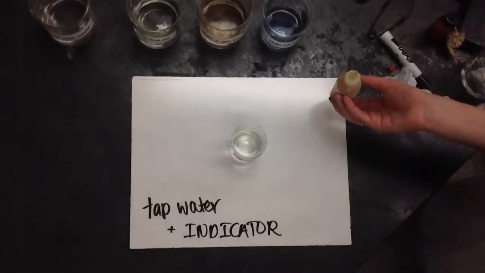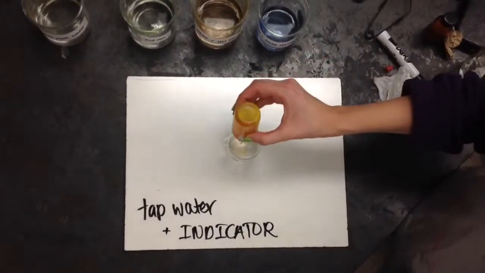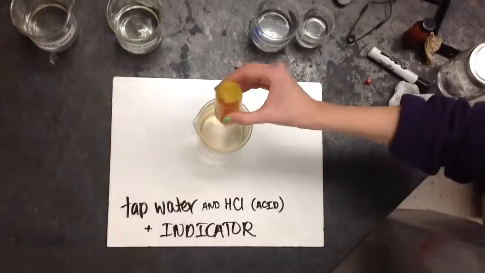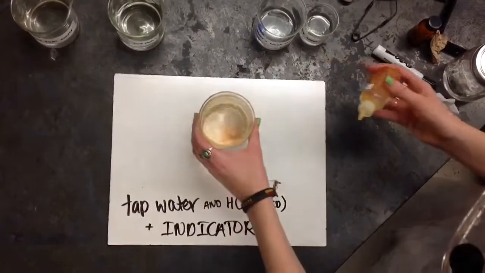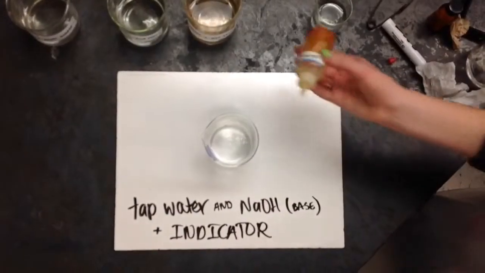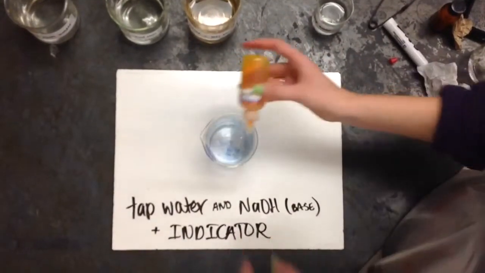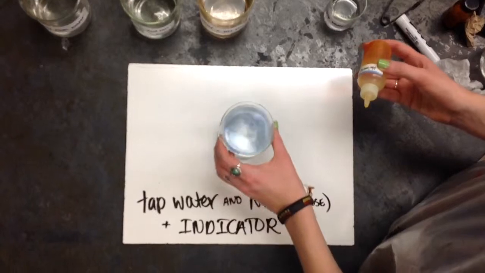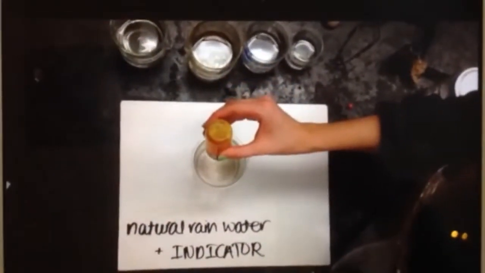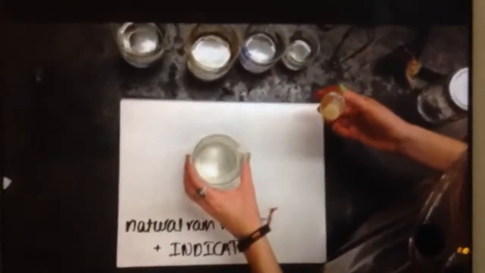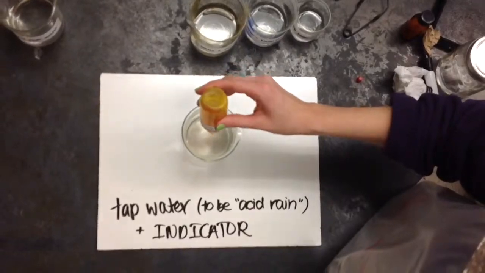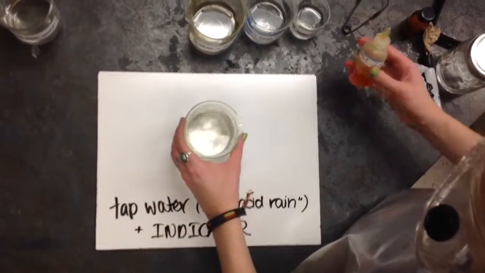Next, I'll add a couple drops of universal indicator to each of these solutions. Here I'm adding it to tap water. Next, to the acidic solution. As you can see, it turns a reddish color. Here I'm adding universal indicator to my basic solution with sodium hydroxide in it as it turns blue. Next, I add universal indicator to the natural rainwater I collected. And finally, I add a couple more drops of universal indicator to my last beaker of tap water, which will later become the acid rain.